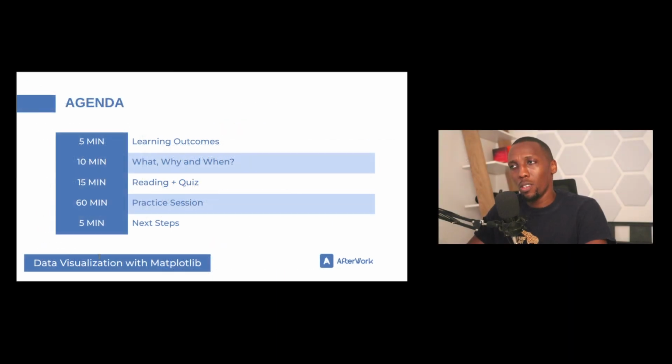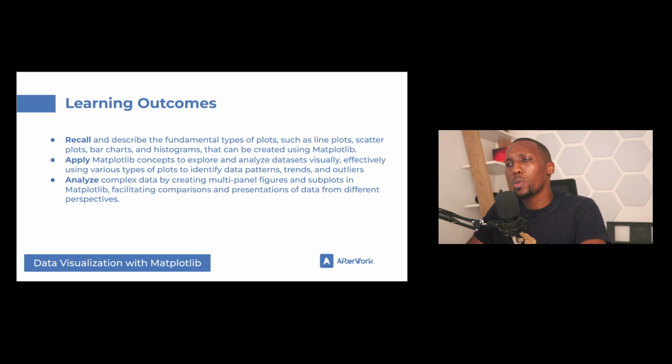The first thing that we'll undertake is going through the overview section, and the first thing we're going to go through is the learning outcomes. By the end of this course, the idea is that you will have achieved these learning outcomes. Recall and describe the fundamental types of plots. These are the basic plots that you might create in any project in relation to data analysis or data science.